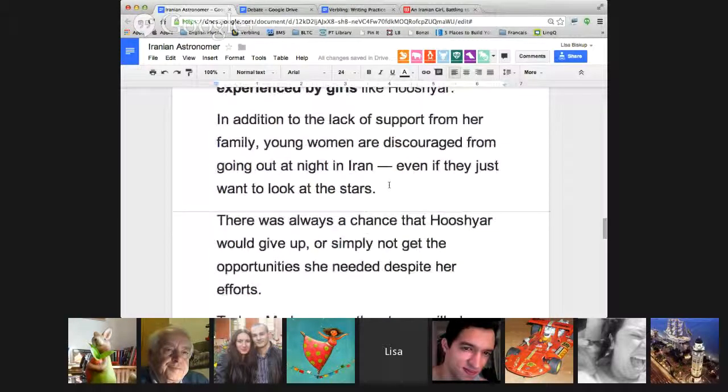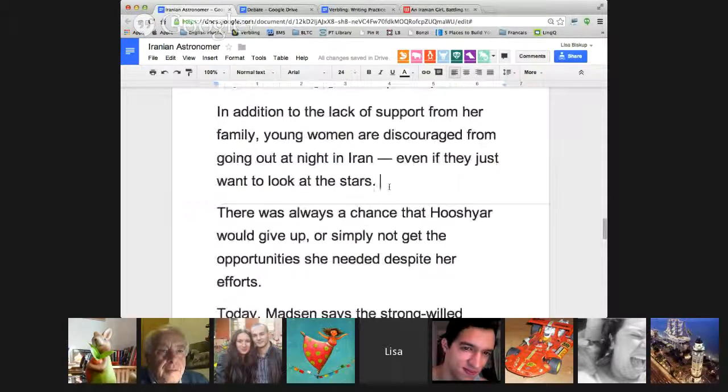In addition to the lack of support from her family, young women are discouraged from going out at night in Iran, even if they just want to look at the stars.